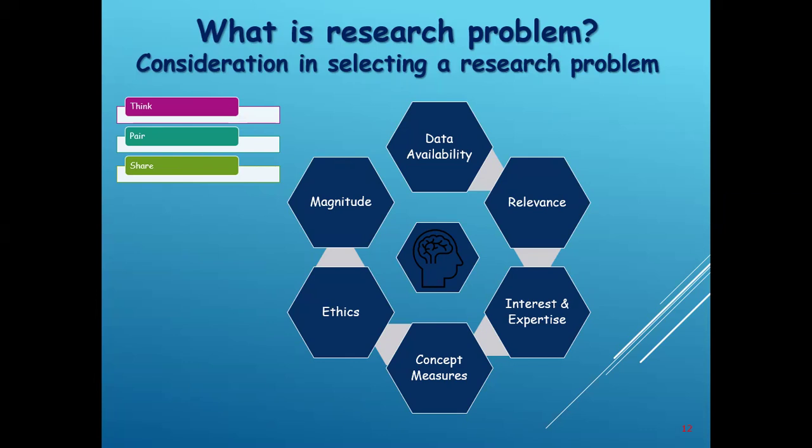Now here we have some time to discuss in this regard. Data availability, relevance with your thinking. Your interest and expertise, whether they meet to make research a success. Concept. You are meeting all ethical practices. What is the magnitude of your research? That includes, you can say, the magnitude of the population as a part of your research sample.